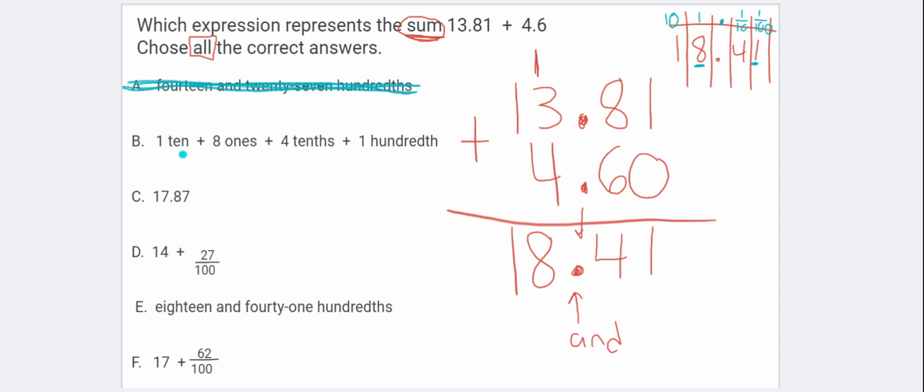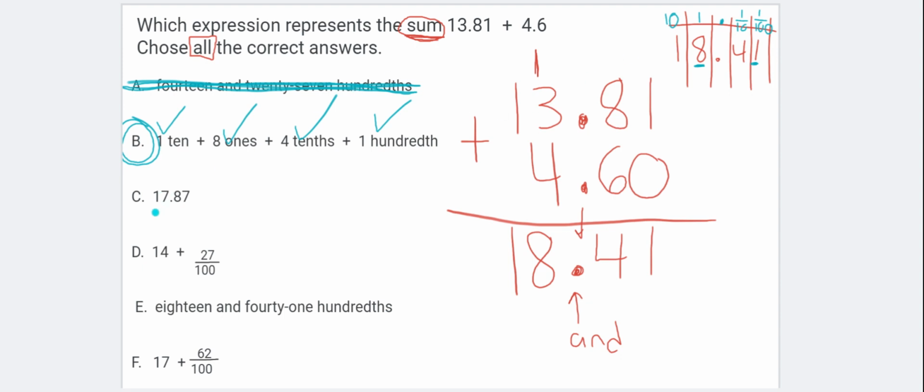Let's look here. 1 ten. Do I have a 1 in the tens place? Yes, I do. 8 ones. Do I have an 8 in the ones place? Yes, I do. 4 tenths. Do I have a 4 in the tenths place? Yes, I do. And then 1 hundredth. Do I have a 1 in the hundredths place? Yes, I do. So B looks like one of the correct answers.